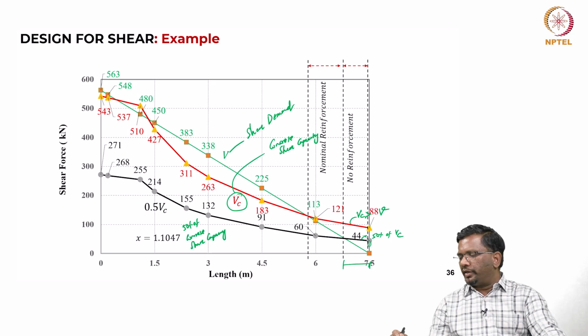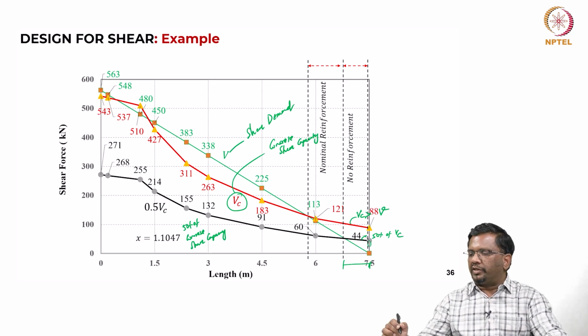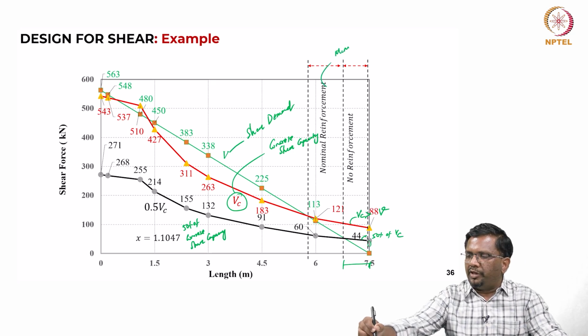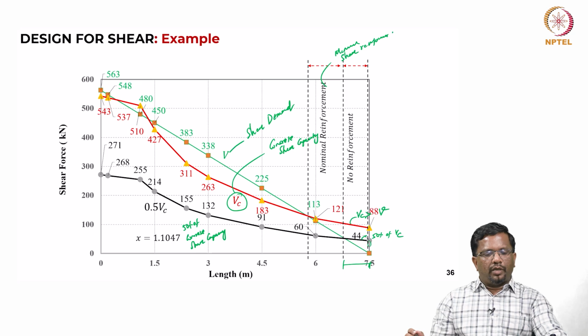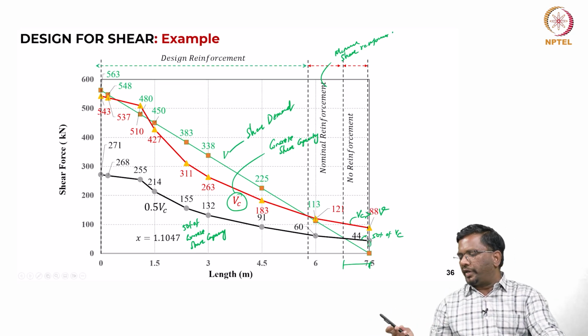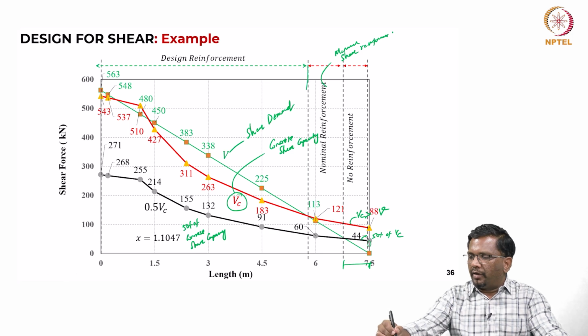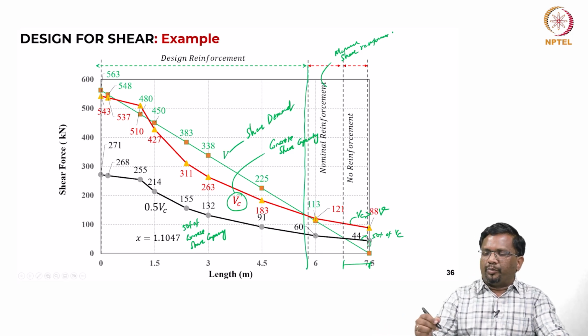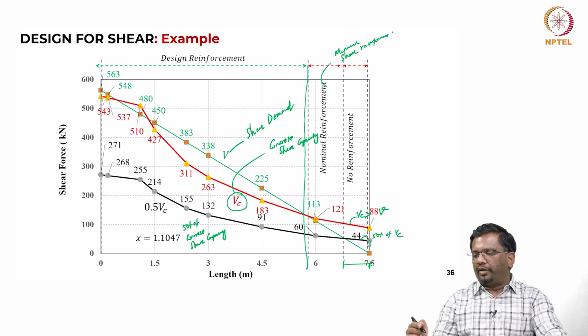So, this is the region where you need to put nominal shear reinforcement, or in other words minimum shear reinforcement. Then for the region on the left side of this line, you need to put stirrups, because here you find that shear demand is always greater than the red color curve, which is the 100% concrete shear capacity. So, definitely we need to put stirrups.